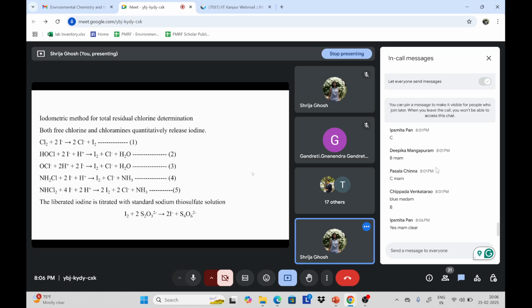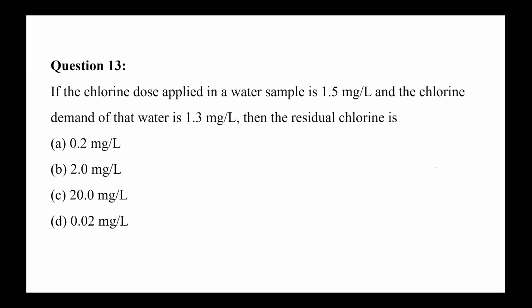Okay. If there's no doubt, then I can move on to the next question. Question number 13. If the chlorine dose applied in a water sample is 1.5 mg per liter, and the chlorine demand of that water is 1.3 mg per liter, then the residual chlorine is.